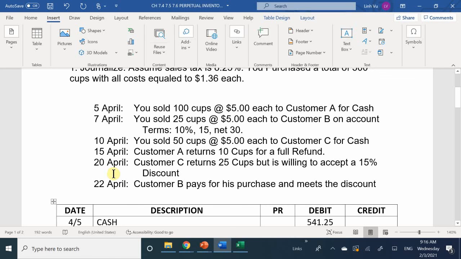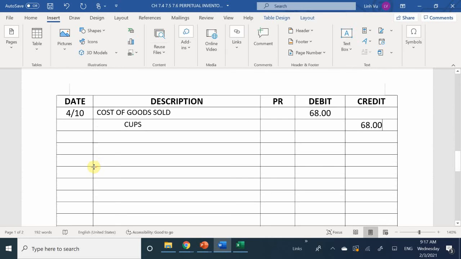Now, here's another scenario. On April 15, Customer A decides to return 10 of those cups for a full refund. So, sales returns and allowances. Good. Payable. What kind of payable? Sales tax. Yes, we also have to refund the sales tax.